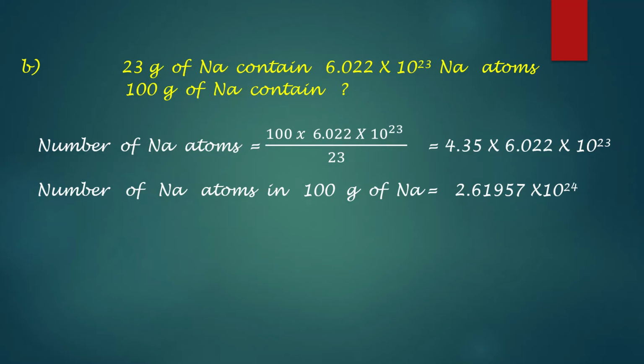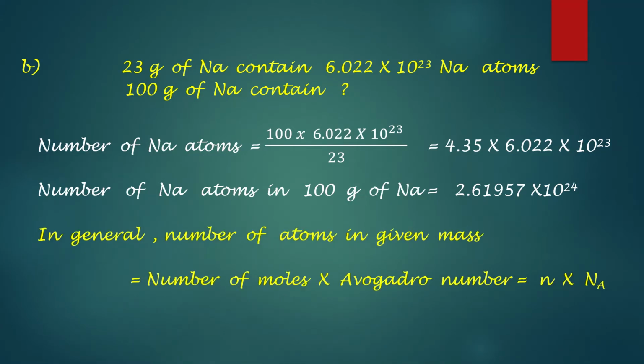Okay, so in general you can consider this formula to calculate the number of the atoms present in given mass. Okay, so the number of atoms present in given mass equal to number of moles into Avogadro number, that is equal to small n into capital Na. Now here small n is the number of moles and Na is the notation for Avogadro number. Okay, now next let us take the second problem.